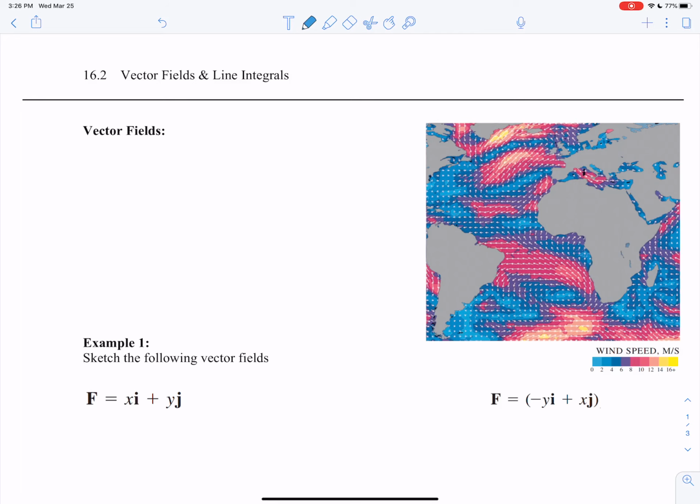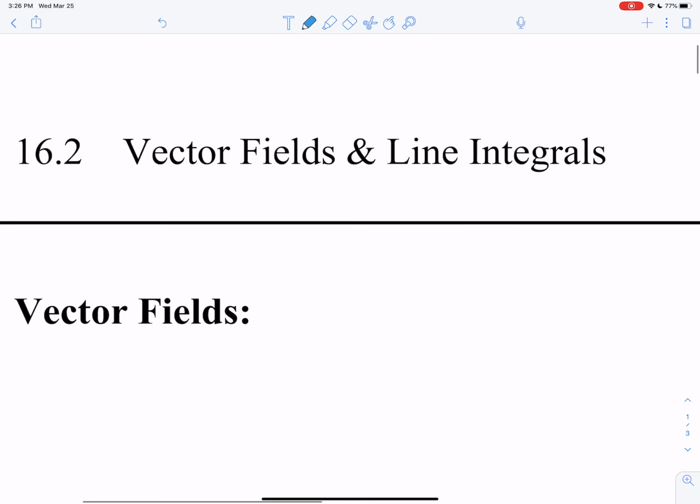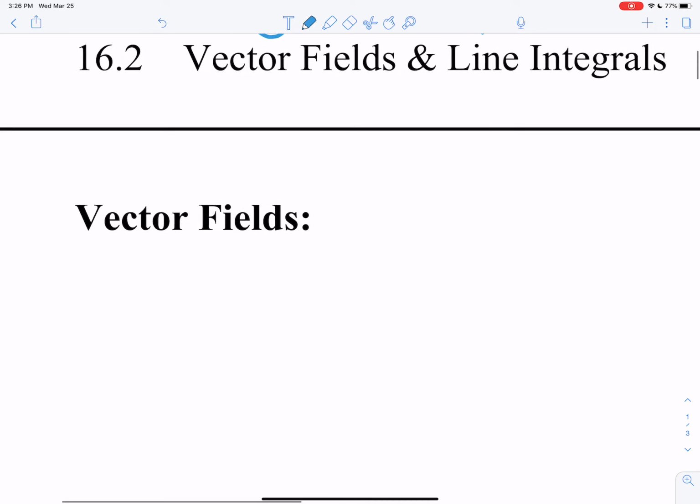Okay, chapter 16.2, we're going to be talking about vector fields and line integrals. These are kind of two different ideas, but they're going to relate together. Vector fields is a new concept that we're going to introduce and talk about first. And then we're going to look at how they relate to line integrals, which is what we talked about in chapter 16.1. So it's going to be an extension of line integrals, not just over functions, but now through something called vector fields. So let's begin by talking about what vector fields are.